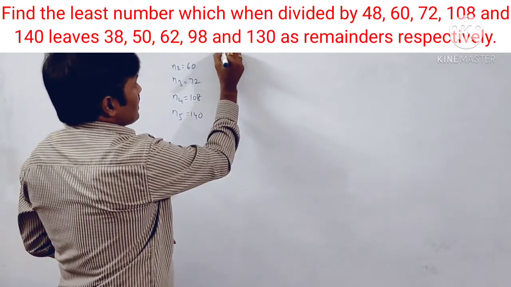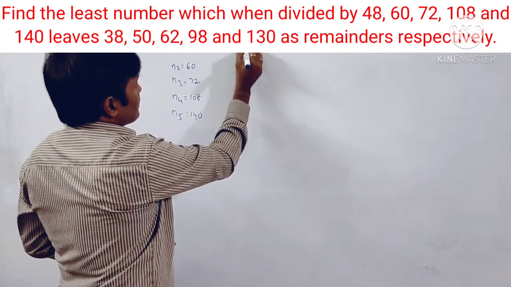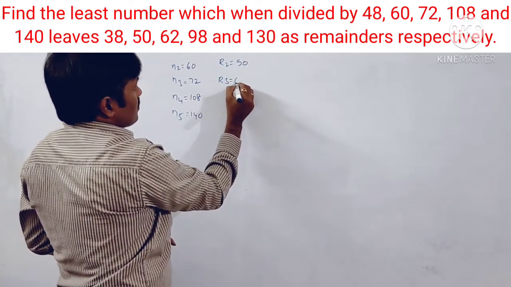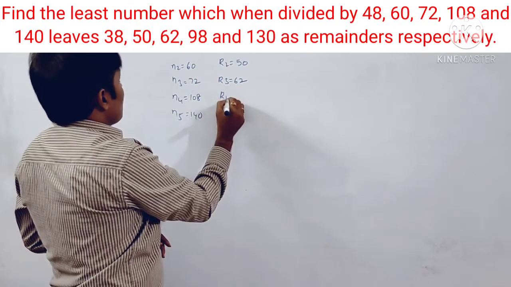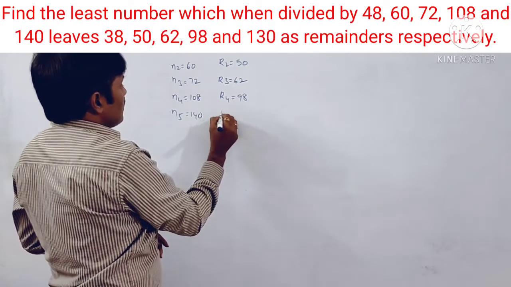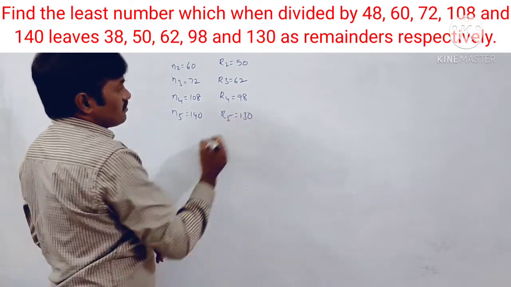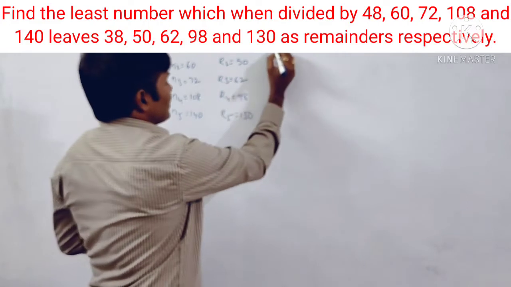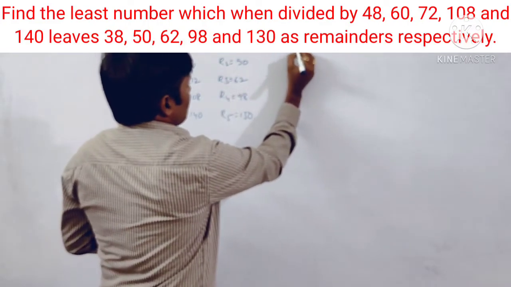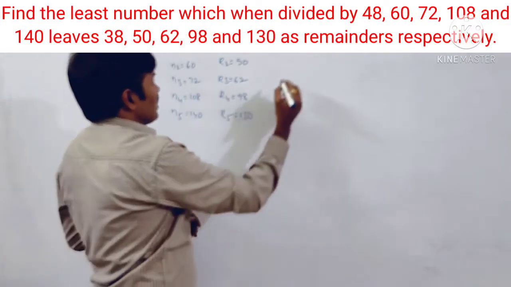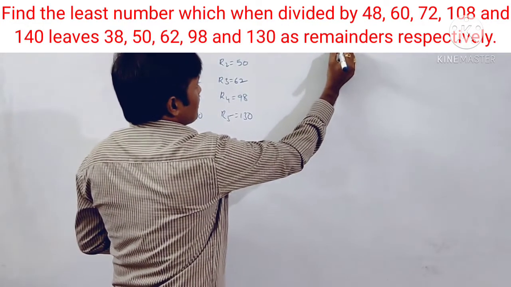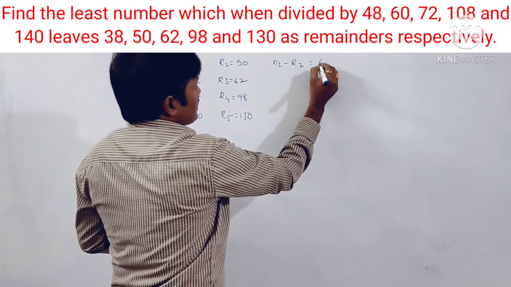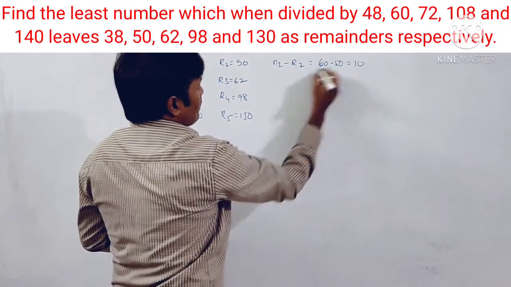What are the remainders in each case? r1 is equal to 38, r2 is equal to 50, r3 is equal to 62, r4 is equal to 98, and r5 is equal to 130. Now we have to find the common difference between divisors and remainders. n1 minus r1, 48 minus 38, is 10. n2 minus r2, that is 60 minus 50, is 10.